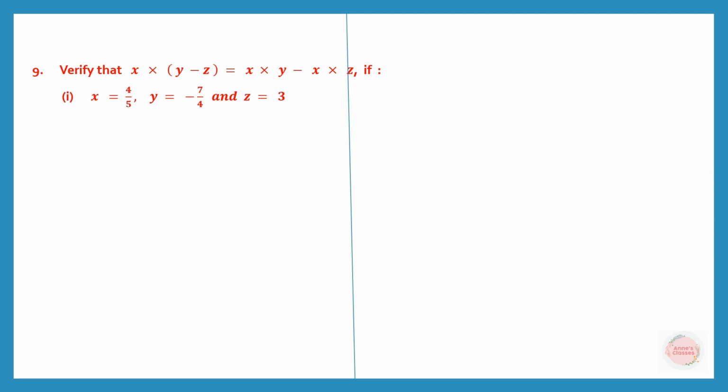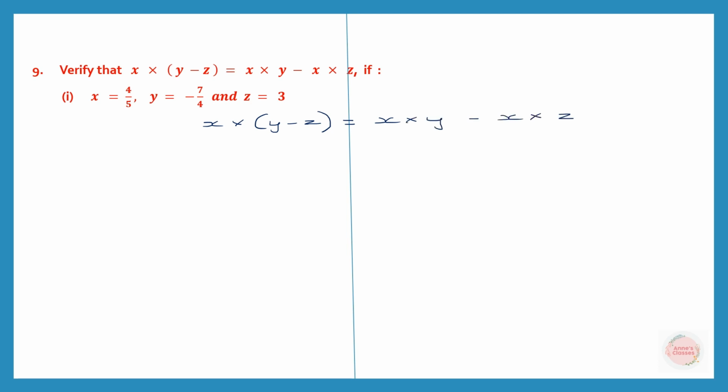Question 9. Here also we have been asked to verify that the left hand side is equal to the right hand side if all these values are substituted. So let's do that and write that down. So x into y minus z.